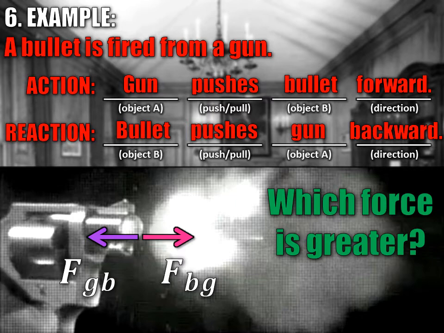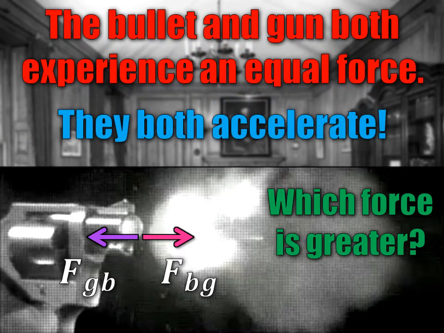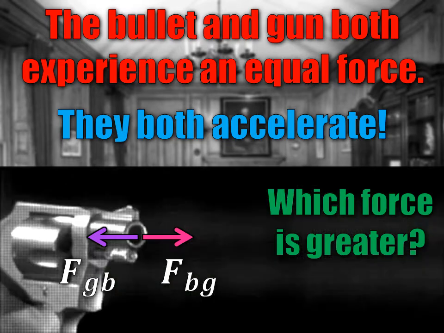Newton's third law says that the action and the reaction are equal in magnitude and opposite in direction. So the force on the bullet, the force on the gun, they are the same. The bullet and the gun both experience an equal force. They both accelerate. This is a little bit confusing because you think the bullet goes flying at the speed of sound and the gun barely goes back at all. How could these forces have been equal?